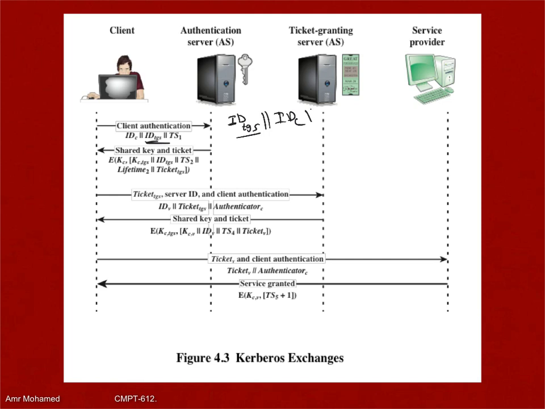And then I need to send the timestamp. Those two are called the authenticator of the user C or the node C. Why do we need to send the timestamp? For data integrity?